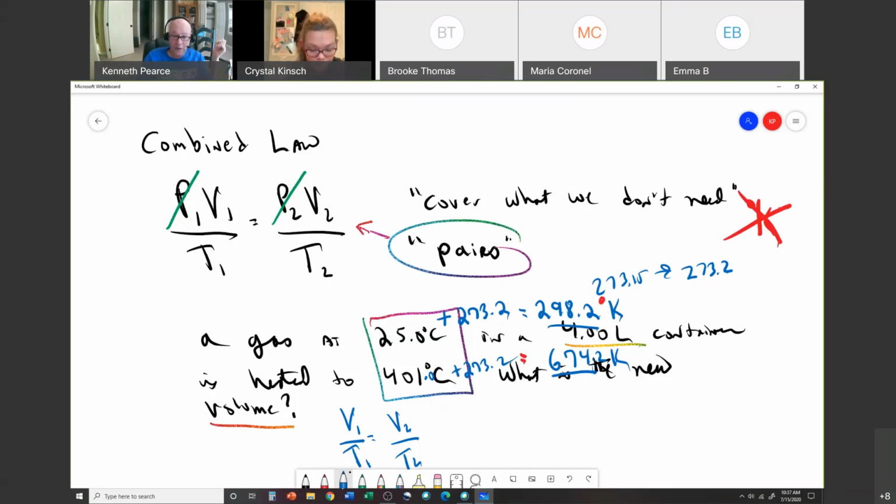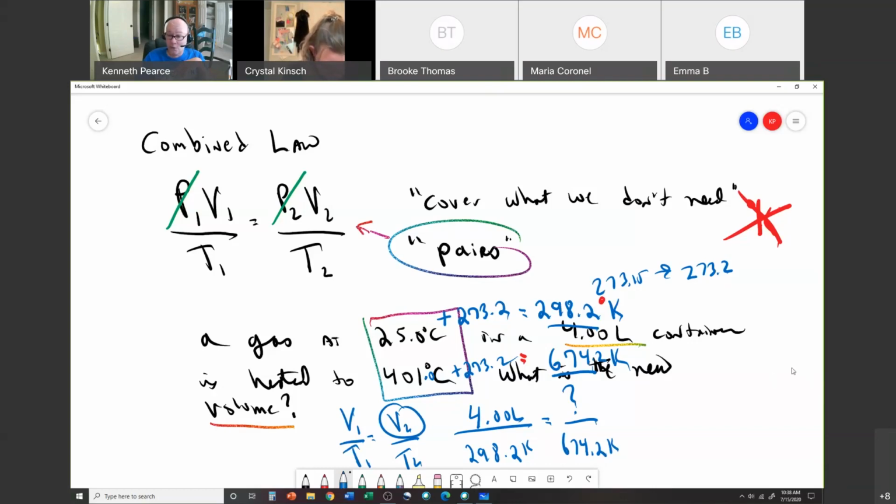So let's go ahead and plug them in. Our first volume is 4.00 liters, and our first temperature is 298.2 Kelvin. I don't know what the new volume is, but I do know what the new temperature is, and that's 674.2 Kelvin. Now, we can solve for V2, and everybody in here should be able to solve for V2.